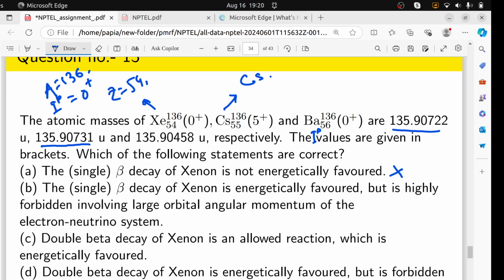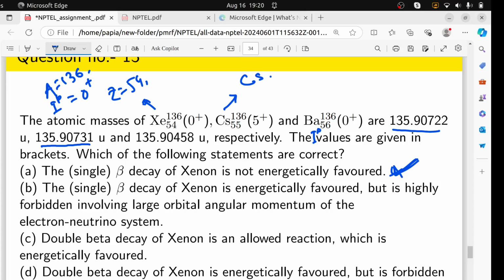Okay, the statement "it is not energetically favored" is correct. Sorry, there is no "not", it is right now. So the statement is correct. It is exactly not energetically favored, that I was trying to tell you. So single beta decay of xenon is not energetically favored.